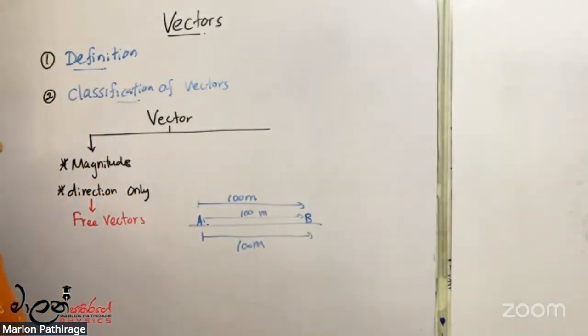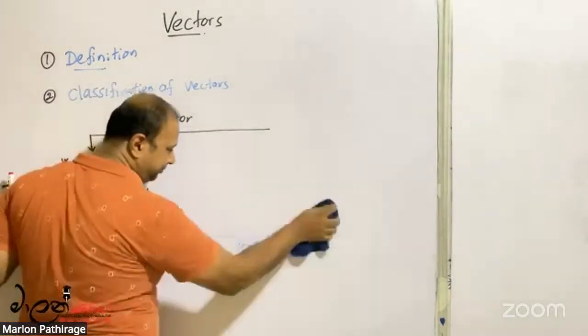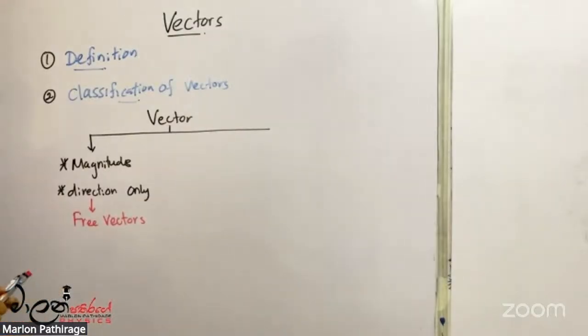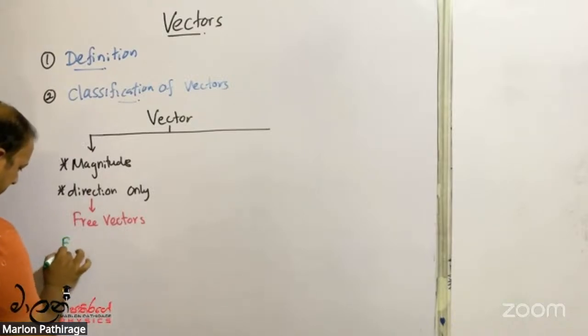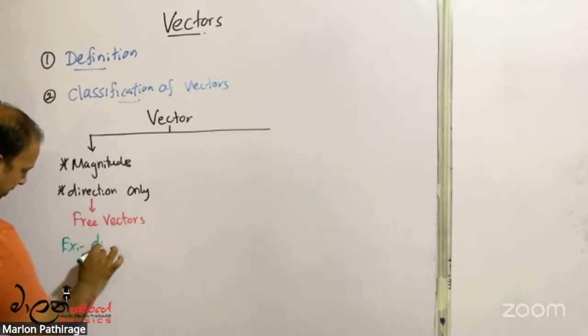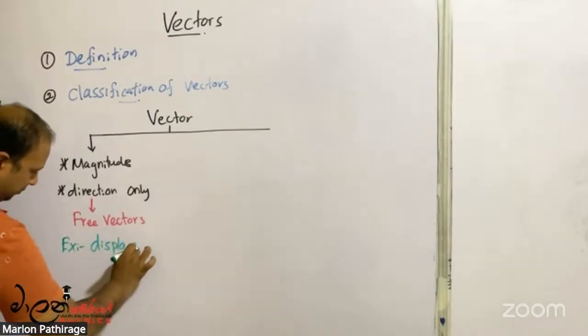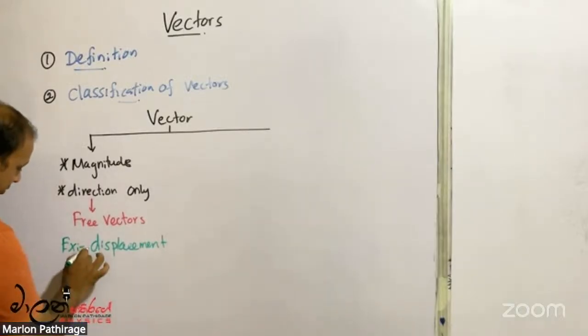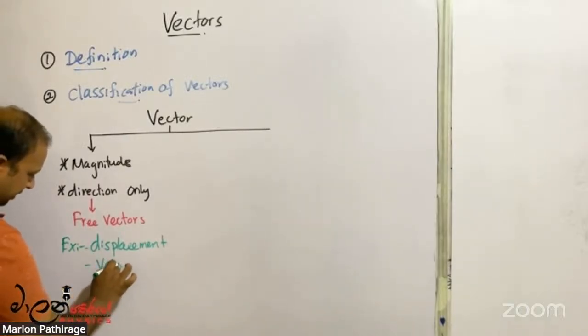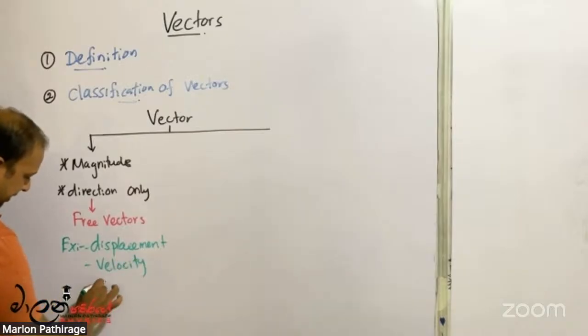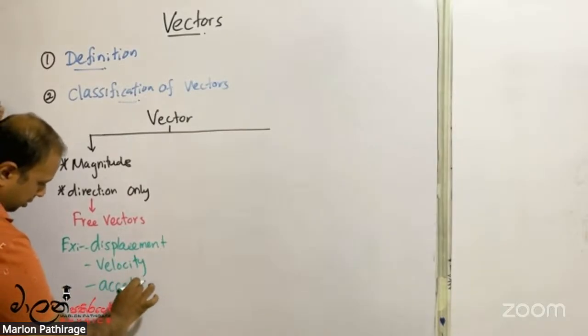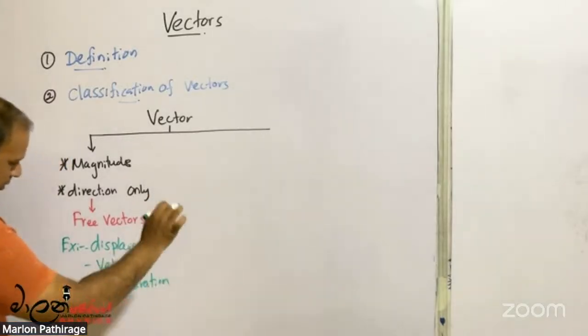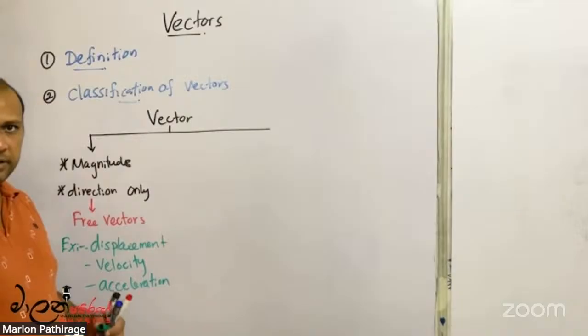So these are called free vectors. Examples for free vectors. What are the examples? Displacement. Then velocity. Velocity also is a free vector. Then acceleration. Those are free vectors.